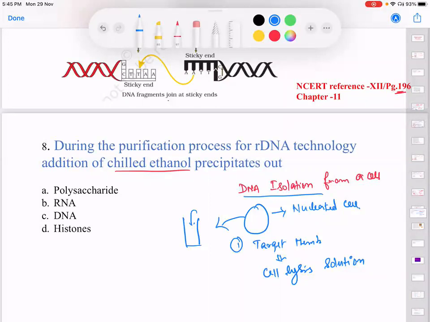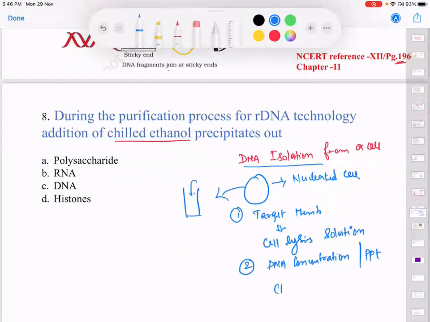So to concentrate, to precipitate my DNA, leaving all the contents back in the tube, I'm going to do the second step, which is DNA concentration, or we can also call it DNA precipitation. So how do you do it? Just add chilled ethanol. This addition of chilled ethanol will precipitate the DNA, leaving all the contents behind. You can just take the DNA and use it for your further purpose.